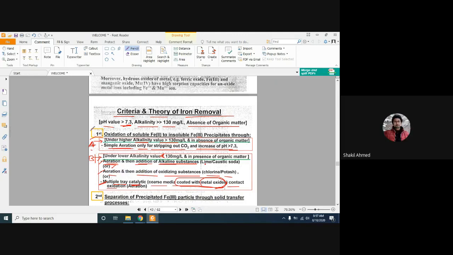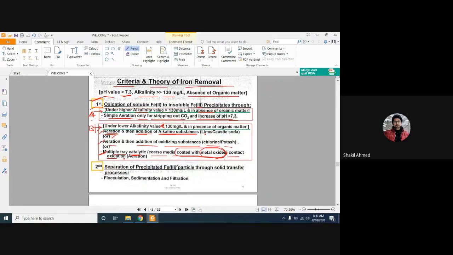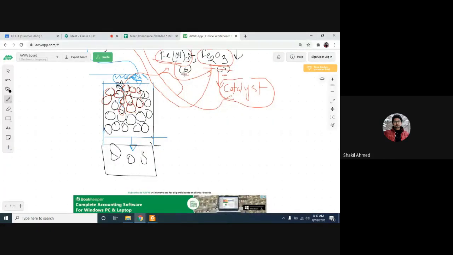Yes, sir. So that's the first step. And the second step is separation of precipitated ferric particles through solid transfer processes like flocculation, sedimentation, and filtration. What we are doing actually is retaining whatever solid you are getting using this filter media.